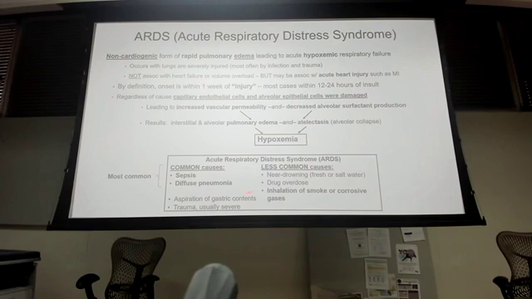Aspiration of gastric contents, right? We talked about that. That's polymicrobial, so it's going to be a lot of different bugs, and then the acidity of that can also damage the alveoli, damage the airway, and the ability to clear secretions.